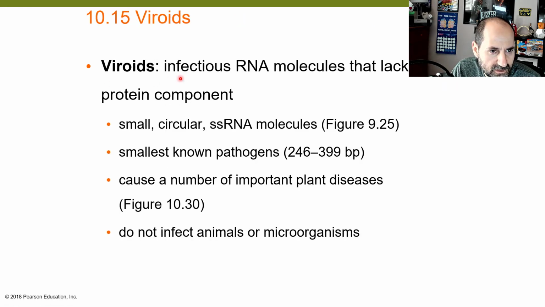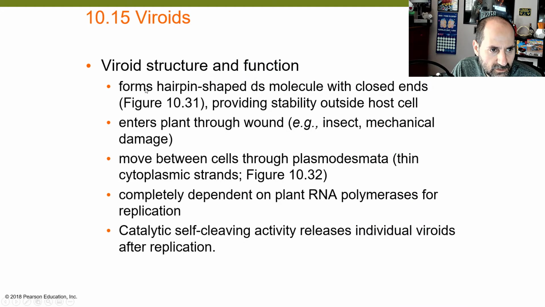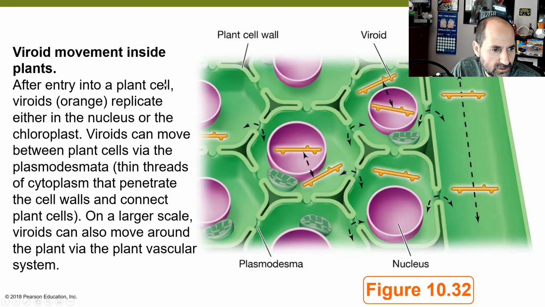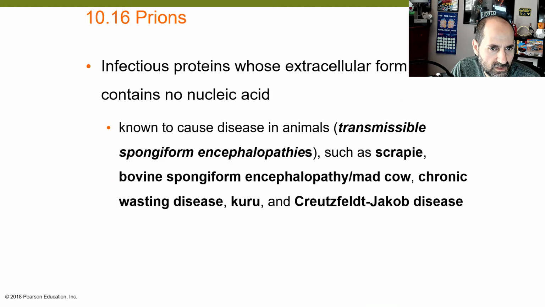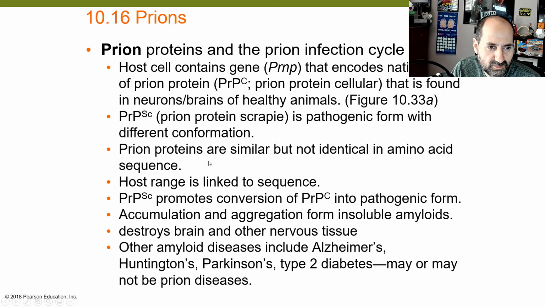Then we talked about viroids. We should know the viroids are RNA infectious agents that are completely RNA, small circular single-strand RNA molecules, that cause plant diseases. And then we talked about prions, very important. These are infectious proteins, and they cause these diseases here: scrapie, mad cow, Creutzfeldt-Jakob disease, Kuru, chronic wasting disease. And remember how these work.